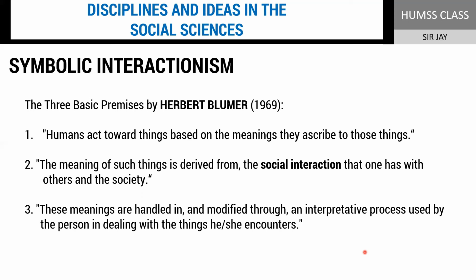Next is the meaning of such things is derived from the social interaction that one has with others and the society. It arises out of the social interaction that one has with other humans. And lastly, these meanings are handled in and modified through an interpretative process used by the person in dealing with the things he or she encounters. We naturally talk to ourselves to sort out the meaning of a difficult situation. And that is symbolic interactionism.